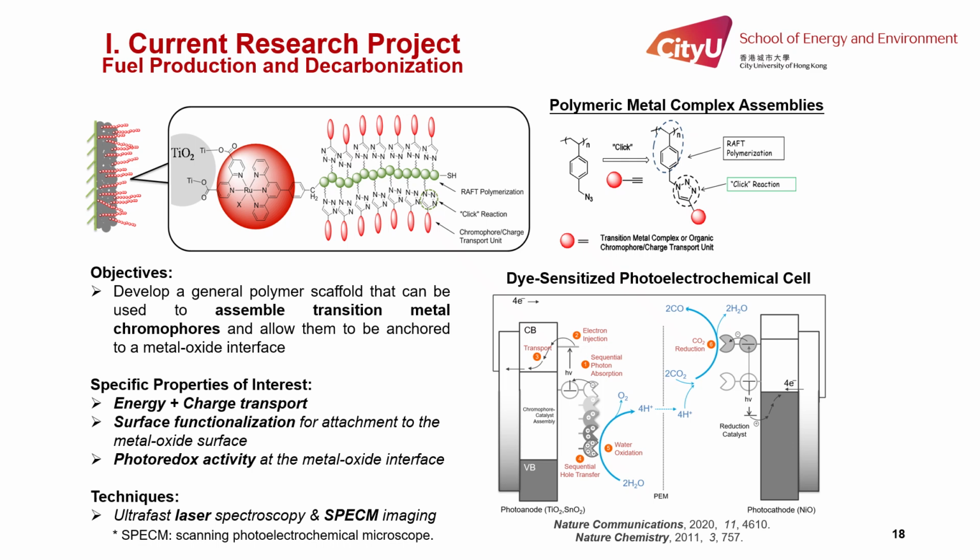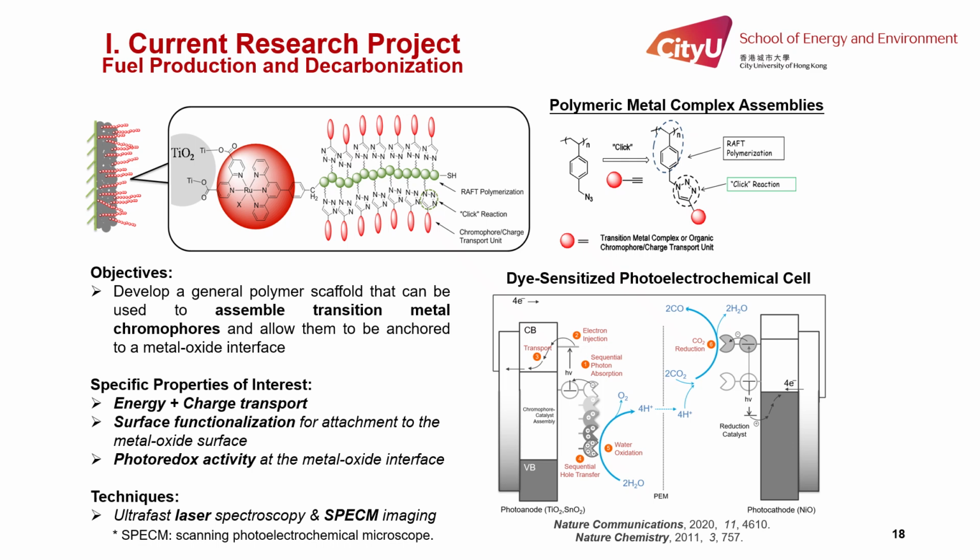Number 1. For a dye-sensitized photoelectrochemical cell, the polymer organometallic catalyst assembly is bound to the surface of semiconductors, typically titanium dioxide, as a photoanode for water oxidation. Chromophore excitation at the surface is followed by excited state electron injection into the conduction band of the semiconductor and then delivered through the external circuit to a photocathode for water reduction to hydrogen or carbon dioxide reduction to carbon monoxide.